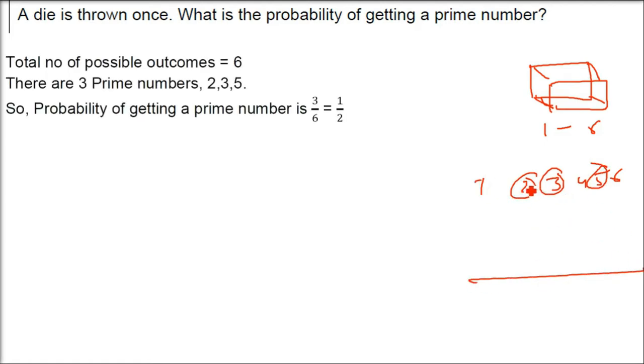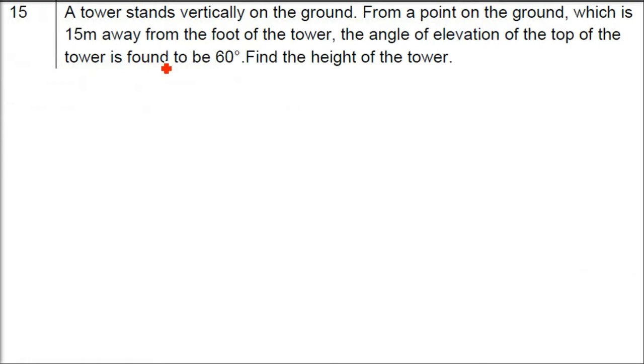So total number of cases are 6 and favorable cases are 2, 3, 5, that is 3. So 3 by 6 is the probability of getting a prime number. Total number of possible outcomes 6, there are 3 prime numbers, 2, 3, 5. Prime numbers are only divided by themselves or 1. That is how you can remember it.